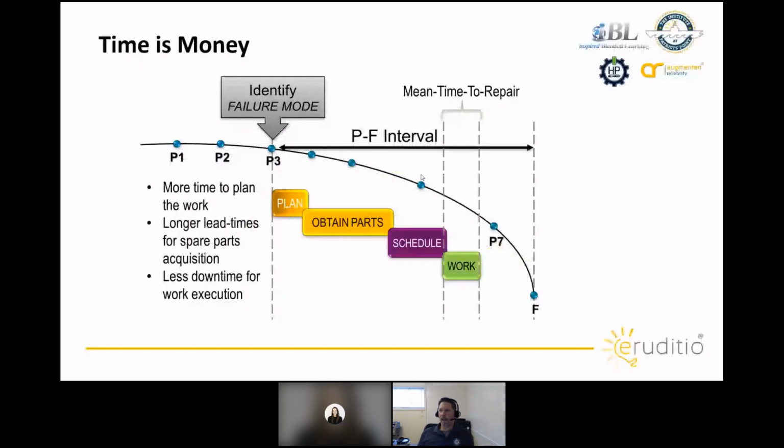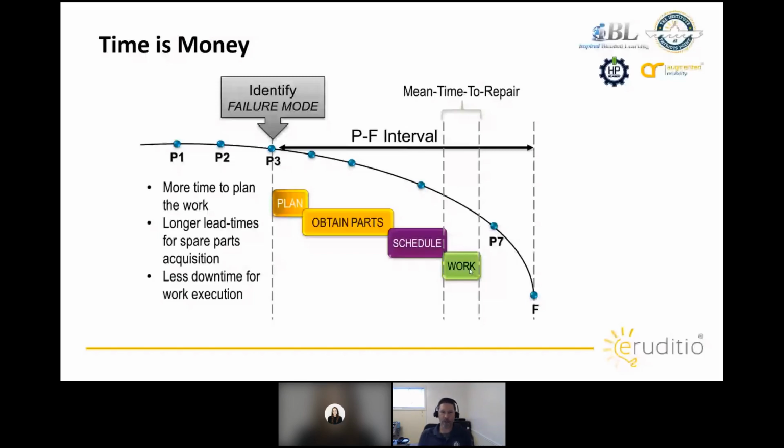Now, we all know time is money. So if we have early warning of an impending failure, in this point, we're going to detect something at P3 here, we have time to plan, obtain the parts, schedule, and then actually perform the work before it reaches a functional failure. And then our mean time to repair on that asset is relatively small because it's only the time to execute that particular work. It's not the time to expedite parts and all that time that the equipment's down. It's only focused on that actual repair time.